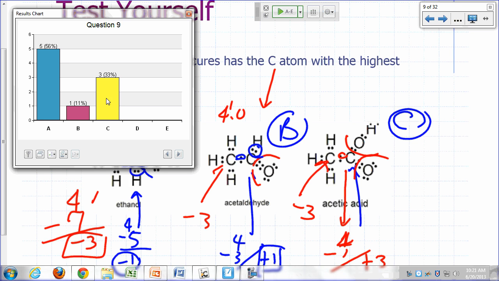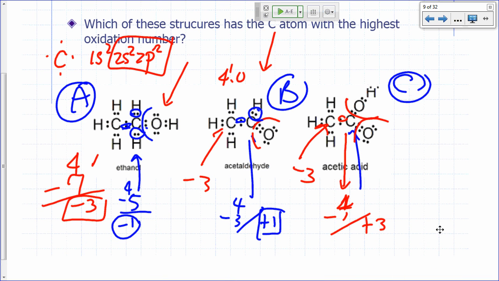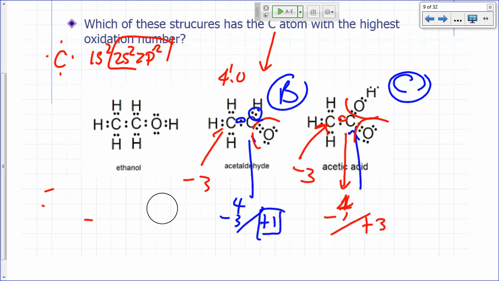So the correct answer is C. Okay? Now, take a look at this. This is actually what happens to wine when it sours. Ethanol, that's what gives you the hangover when you drink wine, right?